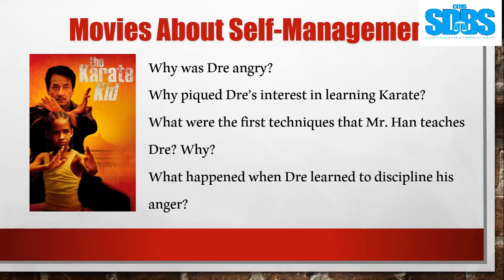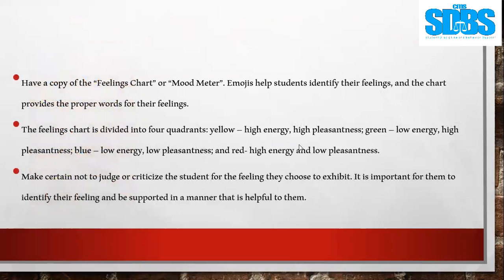And so the question then is, why did Mr. Han require Dre to do that? Building discipline, teaching him how to be respectful, to respect your property, listen to your mom. So discipline is going to be a good theme, a good piece of goodness that you can plug in right here. He learned discipline. In order to self-manage, you've got to be self-disciplined. Okay. And so what happened when Dre learned to discipline his anger? And of course, by the end of the movie, Dre won the championship and all was well.